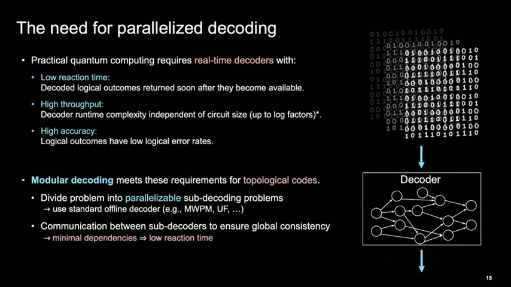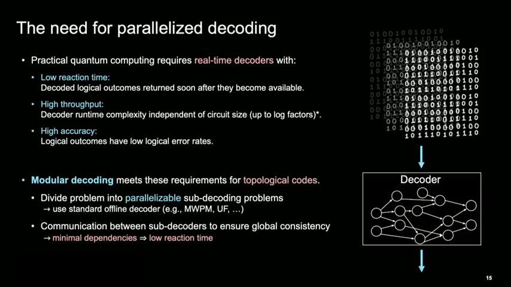And so we propose modular decoding, which meets these requirements for when you're doing fault tolerance based on topological codes. And the idea is, as I said before, to divide up this global problem into smaller problems that can be solved using everyone's favorite standard offline decoding approach, such as a matcher or a union find or whatever your favorite is.